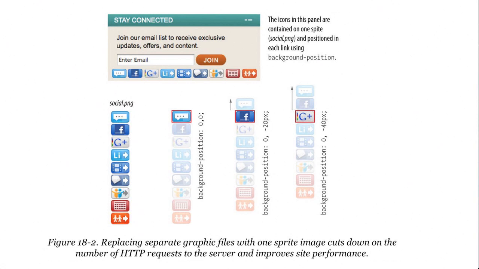Here's the sprite technique in use for a cluster of social networking icons. Each icon acts as a button that links to a different service. The icons are sent to the browser as one file called social.png. Then the background of each button is positioned so that just the relevant part of the social.png image is shown to the user. The effect is the same as it would be if the image were displayed separately as a linked image.